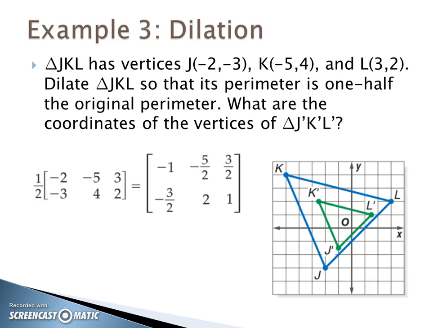The triangles are not congruent. The image has sides that are half the length of those of the original figure, so a dilation is not an isometry. Our next concept is a reflection.